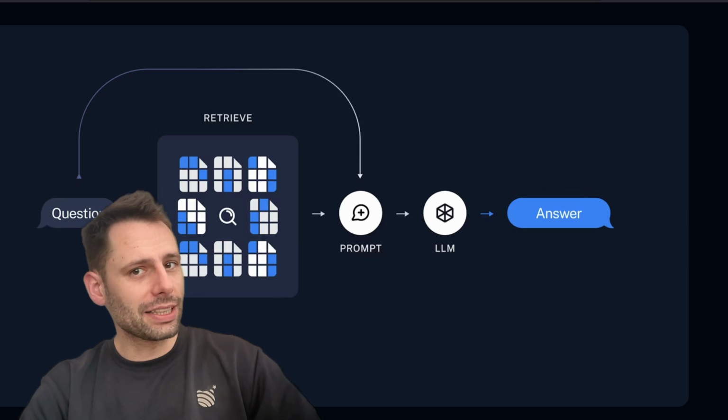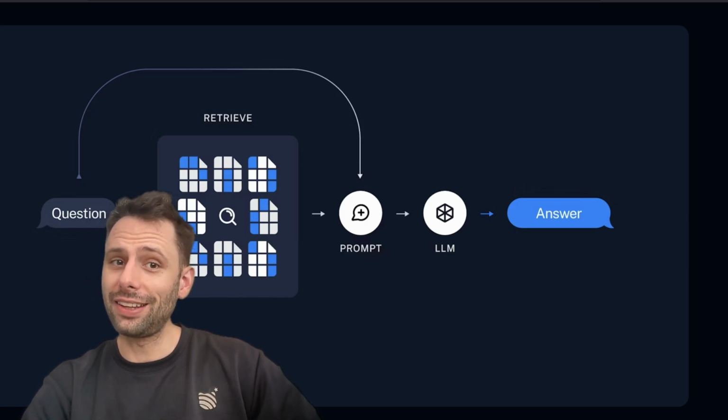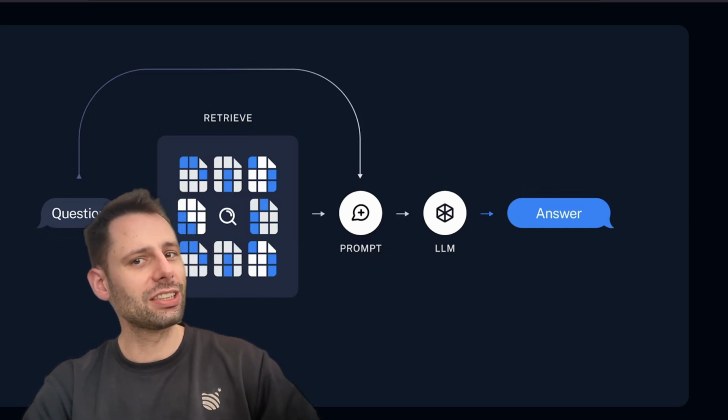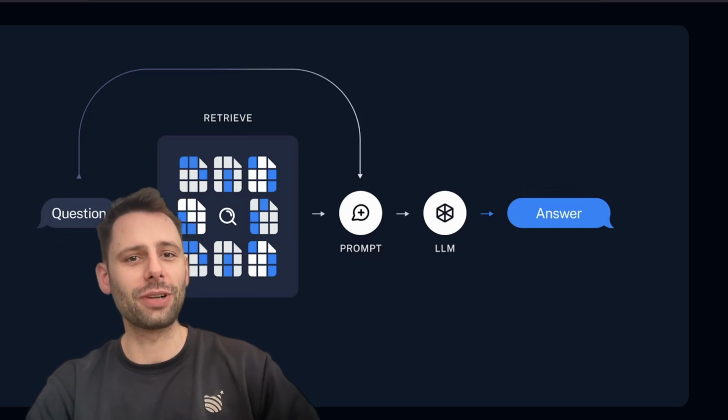So, how do you make an AI answer questions about your internal data without fine-tuning anything? You build a RAG pipeline. Retrieve, inject, generate. The model doesn't need to know, it needs to be told at the right moment.